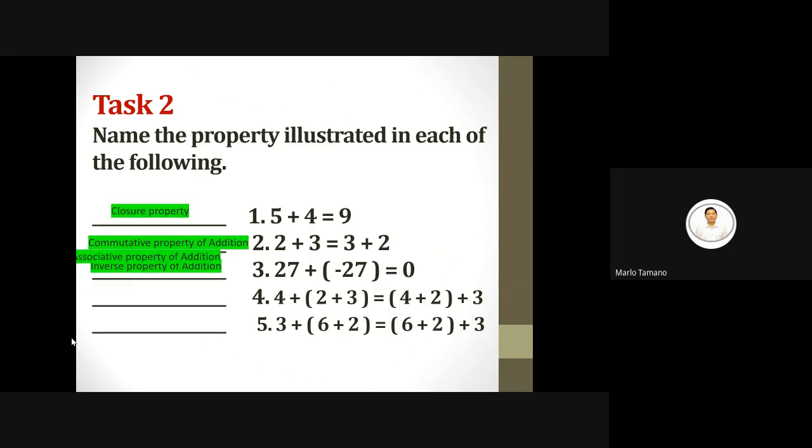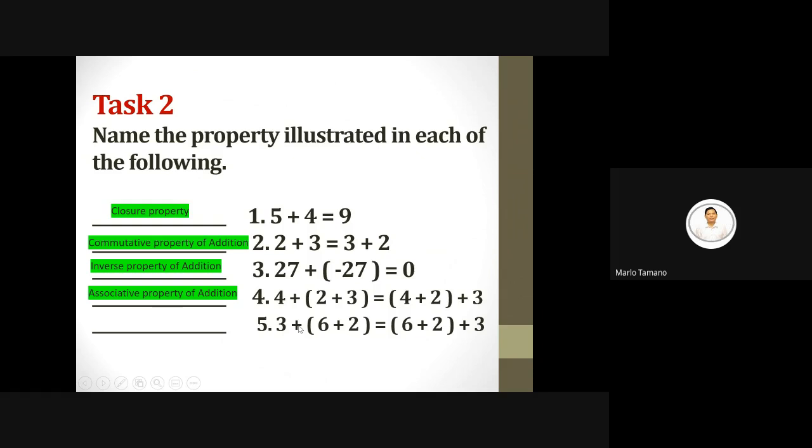Next, number 4. We have here associative property of addition. How about this number 5? What do you think the answer is? Not all of them with parentheses like that are associative. You have to observe, no?